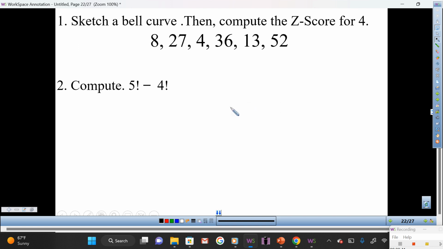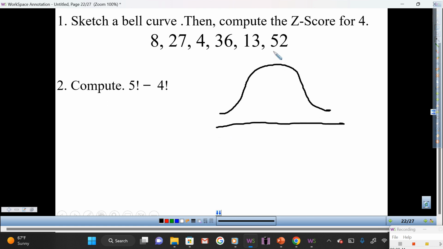Here we go. Number 1. Let's get the bell curve going. Mia, mean. 23.3. Hands up if you got that.